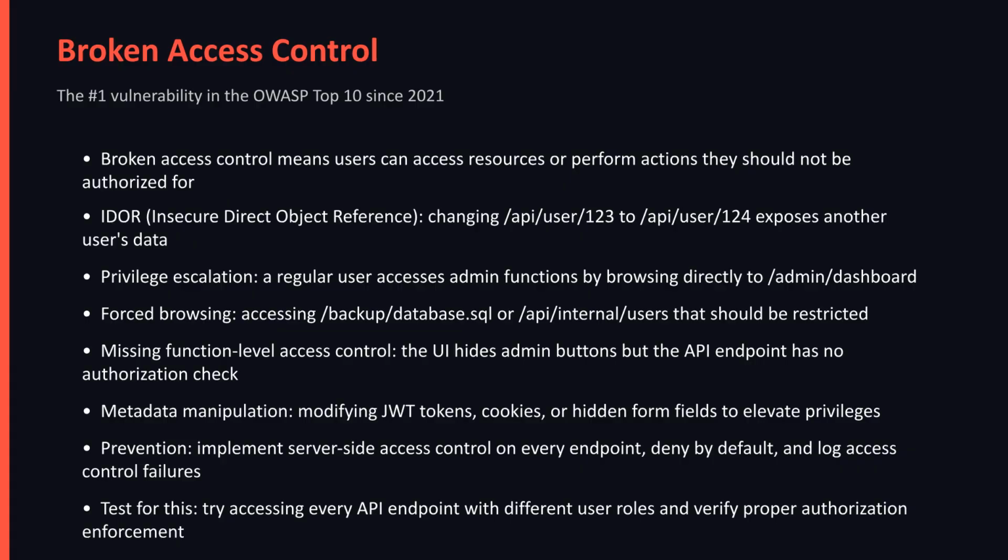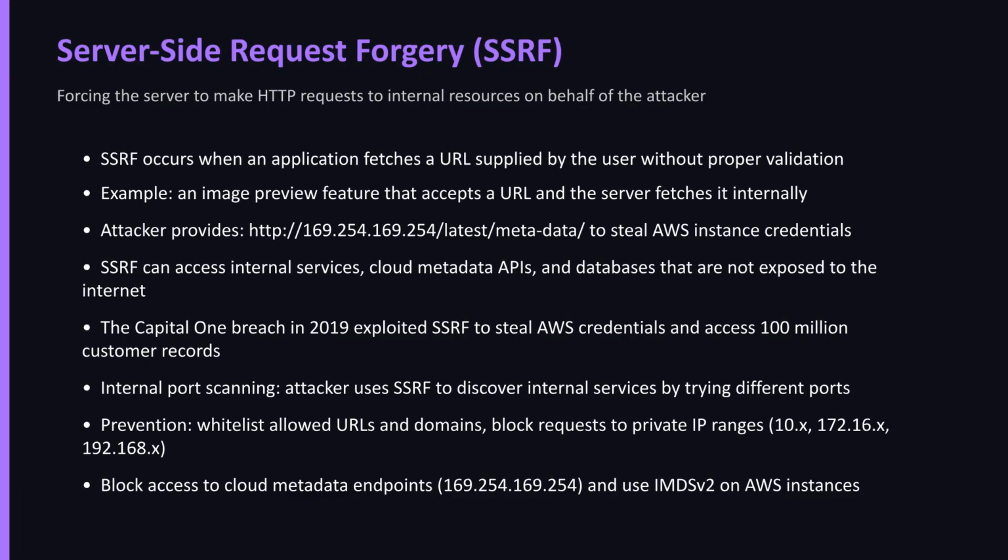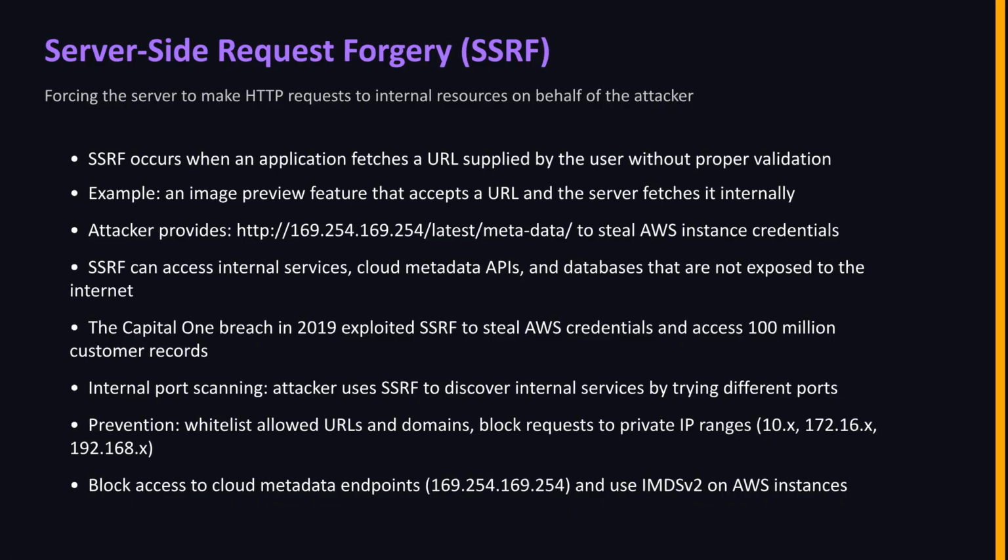Always enforce authorization checks on the server. SSRF, or server-side request forgery, tricks your server into making unintended requests to internal resources. This can expose sensitive cloud metadata or internal services. Protect your infrastructure by whitelisting URLs and blocking access to private IP ranges.